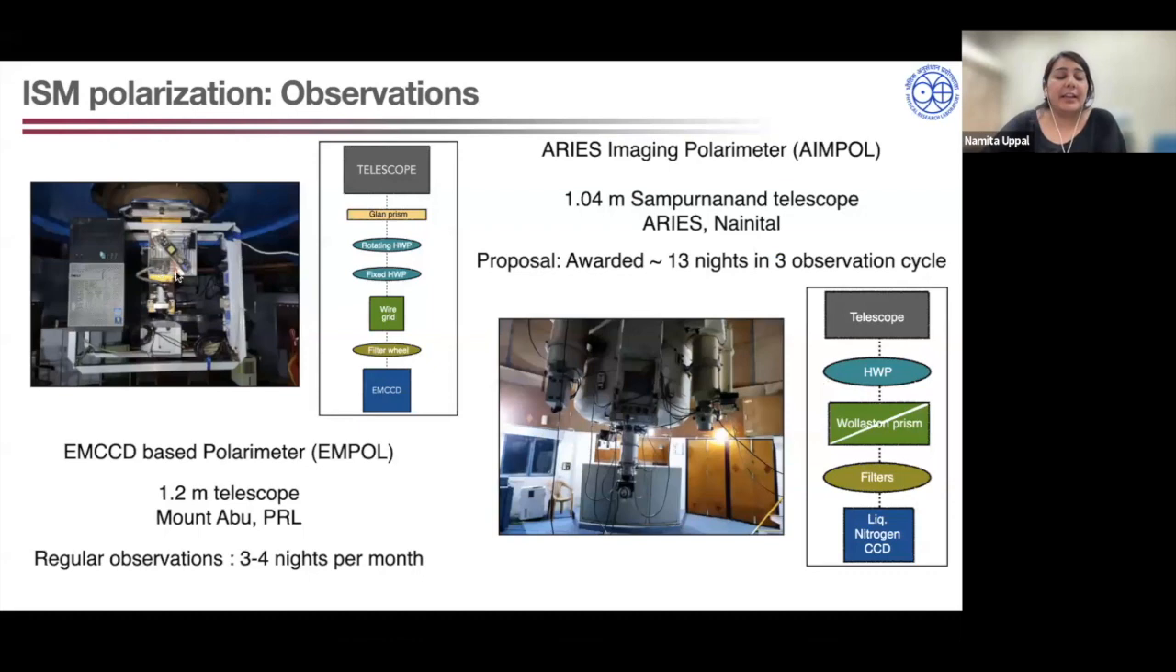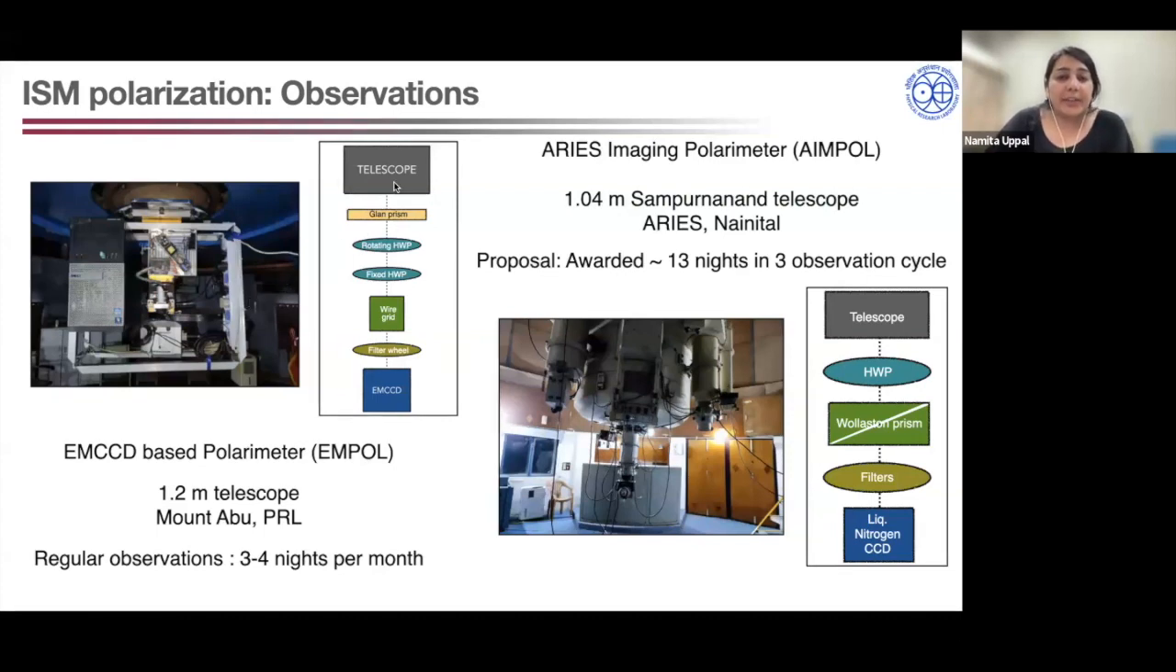We have one in-house polarimeter, that is a CCD based polarimeter. We call it EM-POL, and it is a back-end instrument on the 1.2 meter telescope at Mount Abu. So for this instrument, we have regular 3 to 4 nights per month, and we observed different clusters.